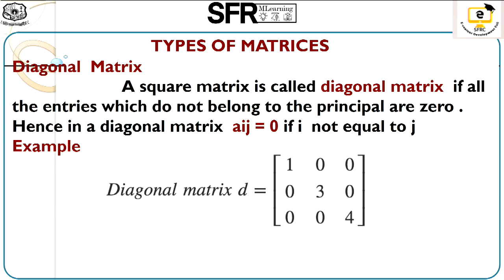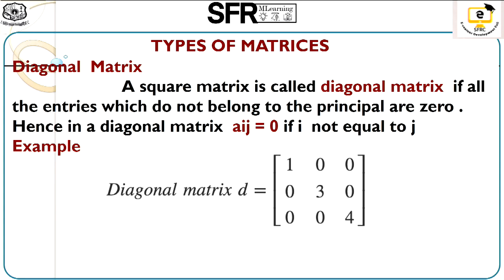Next element, next place is A12. Here i is not equal to j, 1 is not equal to 2, therefore we put 0, that is Aij equals 0. The third place is A13. 1 is not equal to 3, therefore we put 0.